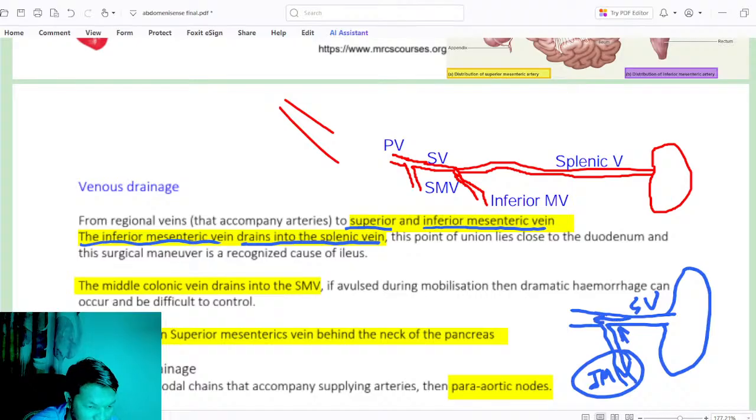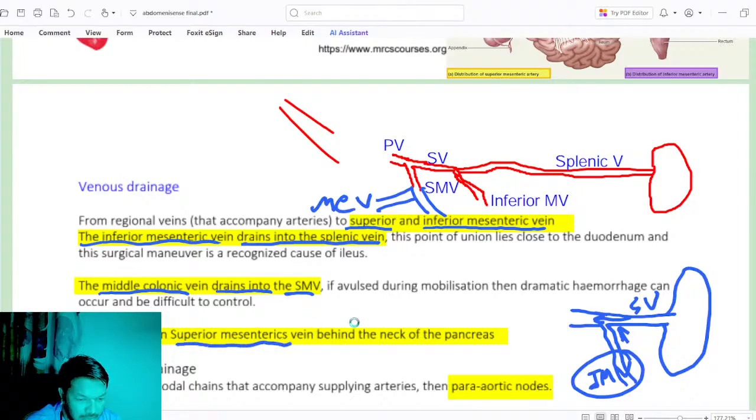Then the middle colic vein drains into the superior mesenteric vein. Here we have the middle colic vein. It is draining into the superior mesenteric vein. Okay. Then the splenic vein joins the superior mesenteric vein behind the neck of the pancreas.